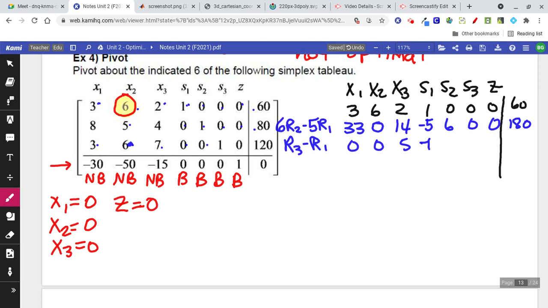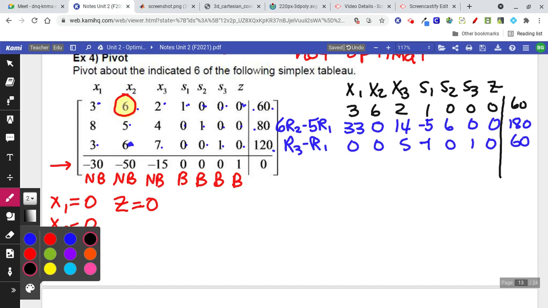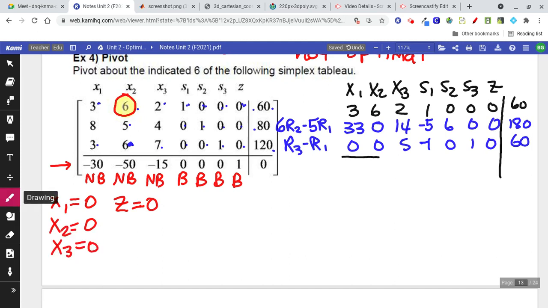And where am I? S2. 0 minus 0 is 0. 1 minus 0 is 1. 0 minus 0 is 0. 120 minus 60 is 60. Don't forget your underline. And then we go to the bottom and we've got to do the same thing.